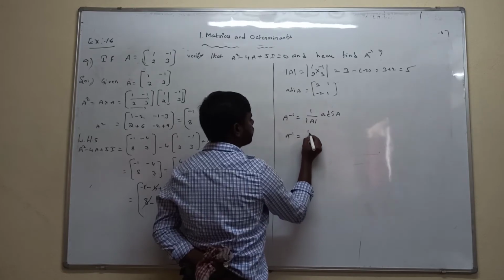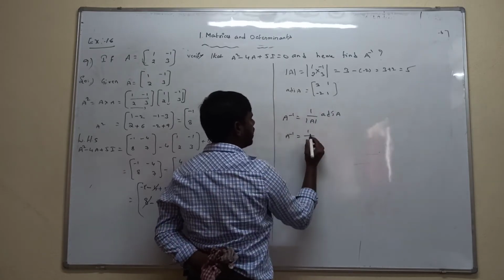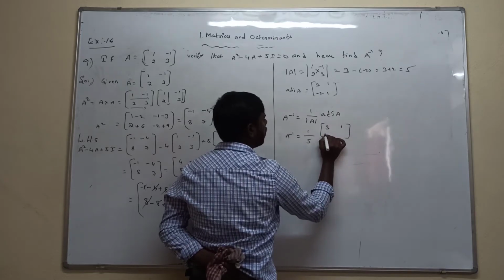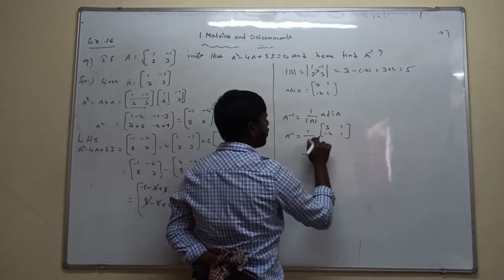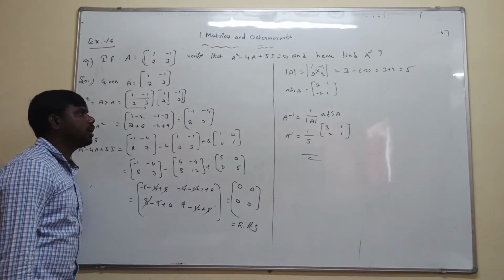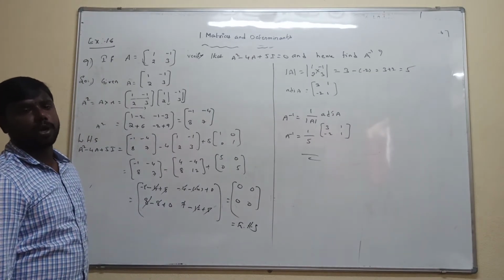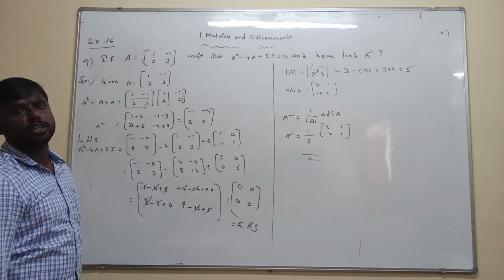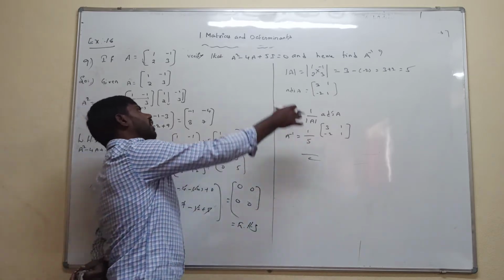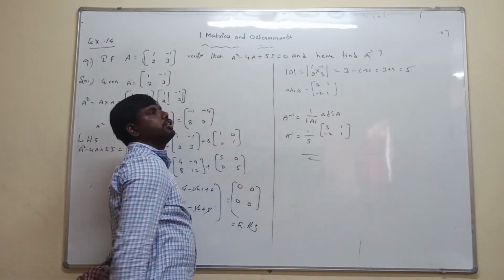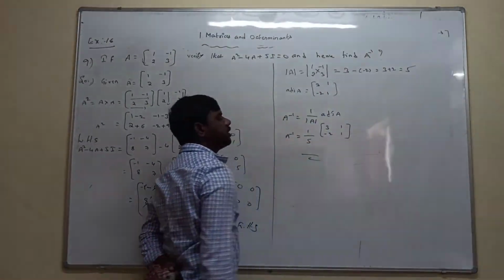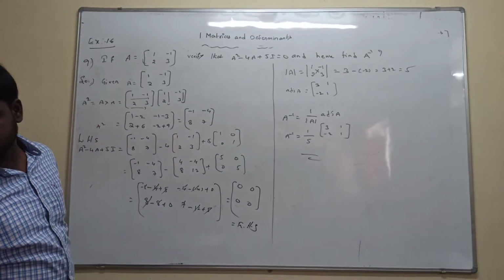So A inverse is equal to 1 by determinant of A, whose value is 5, times the adjoint of A matrix, which is 3, 1, minus 2, 1. Each element is multiplied by 1 by 5. This is the solution of this. Question number 8 and question number 9 are the same thing. First we need to calculate A square. After that take the left hand side condition to prove the 0 matrix. After that you have to find the inverse of A. This is the solution of this question, dear students.